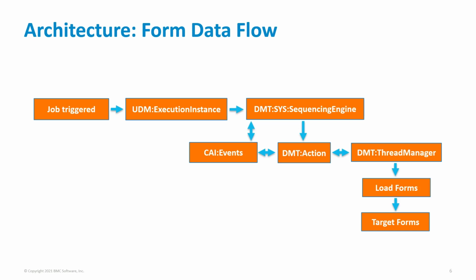DMT:Action is also responsible for creating the thread manager entries. The number of records in the thread manager form depends on the configuration of the CAI. Whatever the default pool configuration is, that number of records will be created. These entries are further triggered or initialized by the DMT:Action record via CAI event processing.